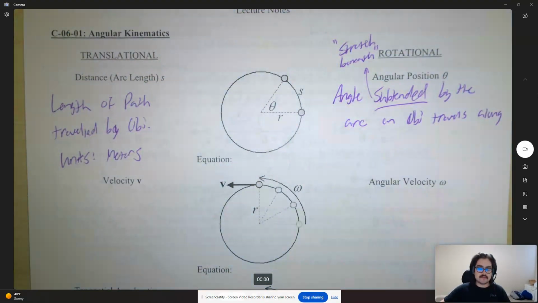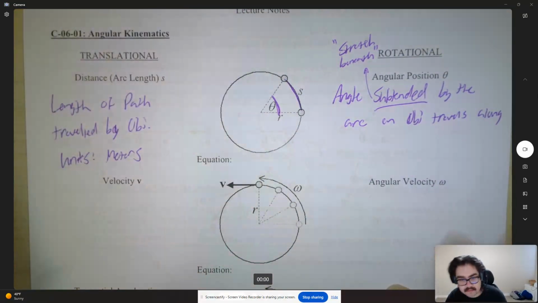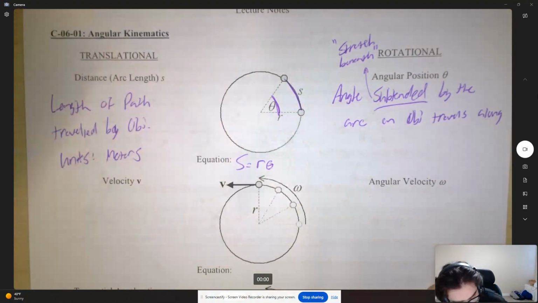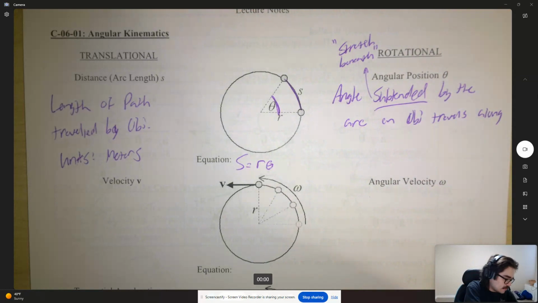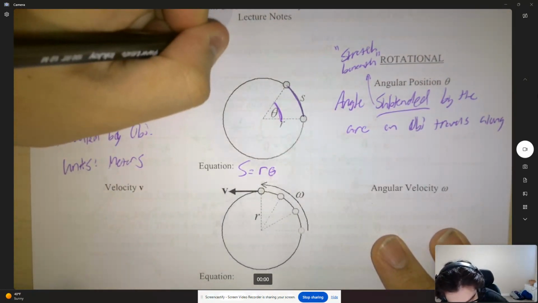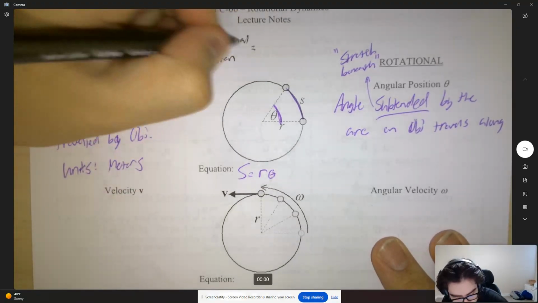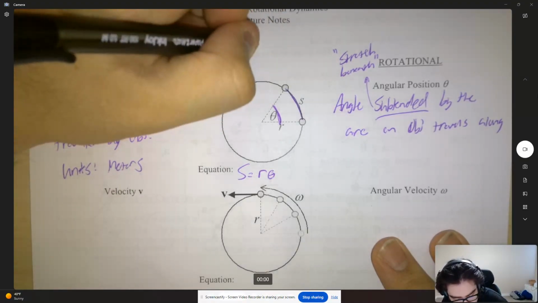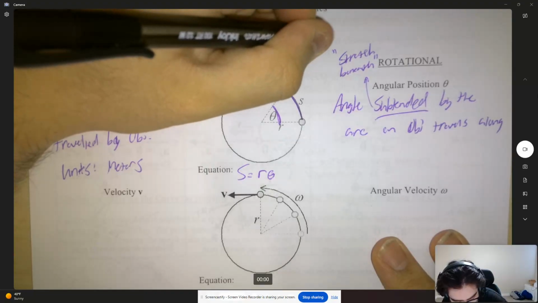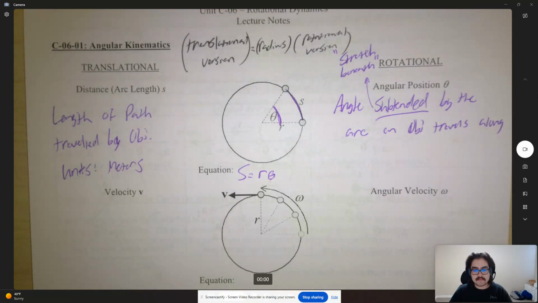So if the object's moving, here's your arc length right here, s. Here's the angle that's subtended by it, that stretches beneath it. The equation is s equals r theta, and hopefully you remember that the general idea here is that we take the translational version, we set it equal to radius times the rotational. So just keep that in mind.